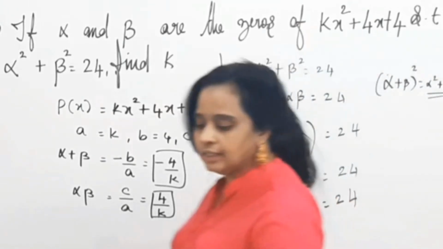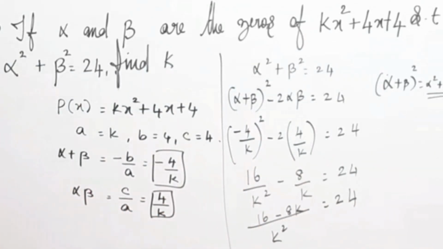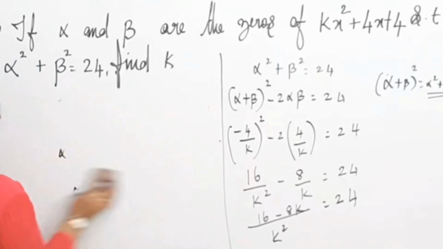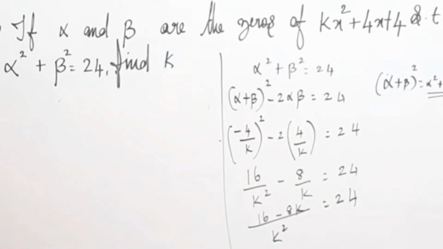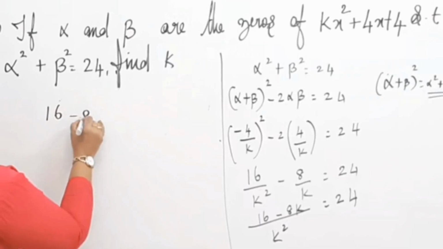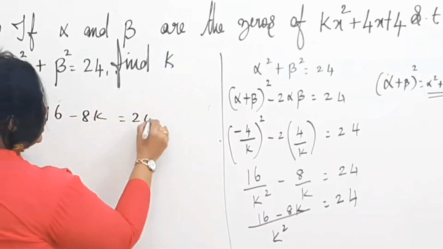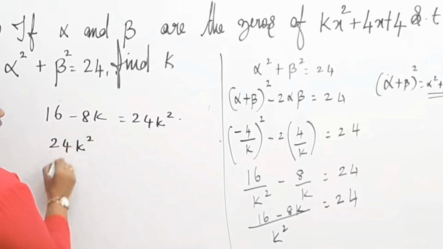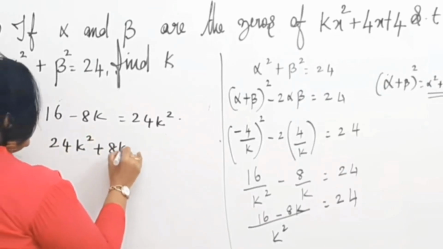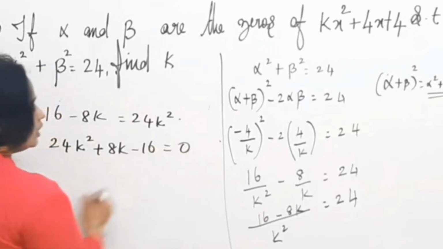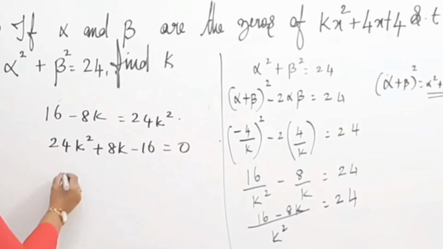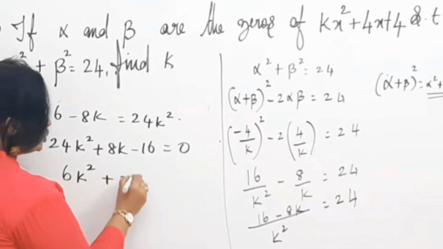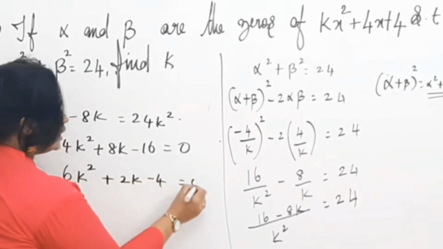So I'm going to get the quadratic equation. So I have to find the zeros. How do I get it? So 16 minus 8k is equal to 24k square. On bringing to the other side, I would have 24k square plus 8k minus 16 is equal to 0. On simplification, I get 6k square plus 2k minus 4 is equal to 0.